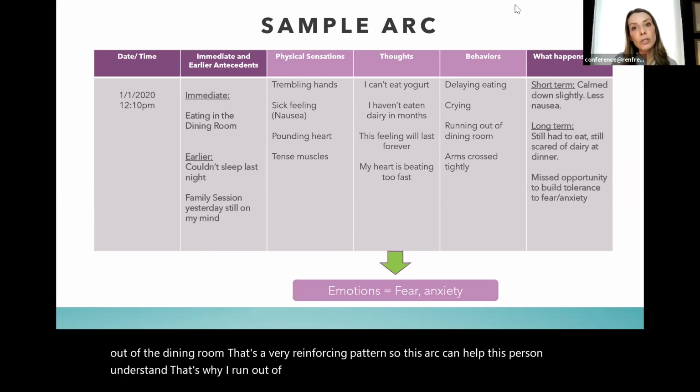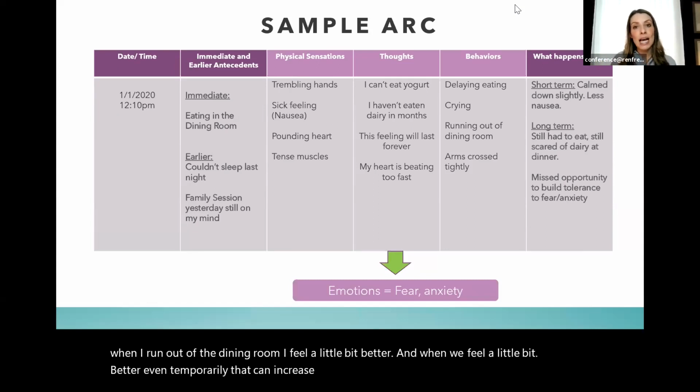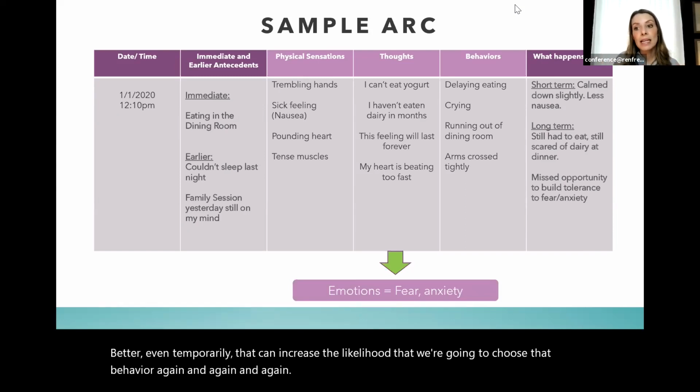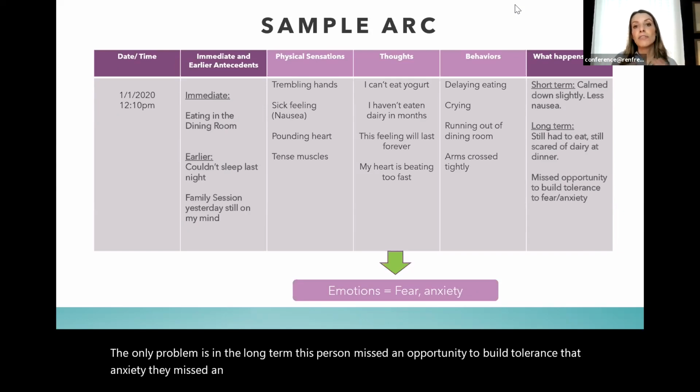Look at how it's reinforcing me, because when I run out of the dining room, I feel a little bit better. And when we feel a little bit better, even temporarily, that can increase the likelihood that we're going to choose that behavior again and again and again. The only problem is, in the long term, this person missed an opportunity to build tolerance to that anxiety. They missed an opportunity to build tolerance to a fear food like yogurt.